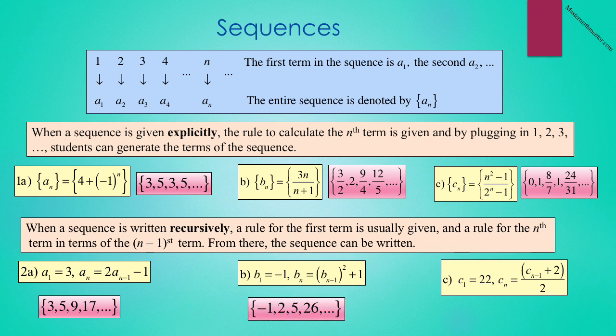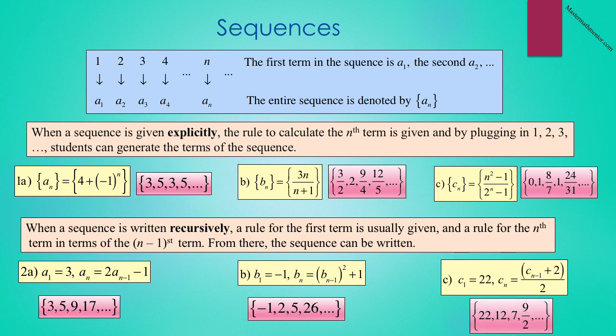In 2b, b sub 1 equals negative 1, and b sub n equals b sub n minus 1 squared plus 1. The first term is negative 1. The second term is negative 1 squared plus 1, which is 2. The third term is 2 squared plus 1, which is 5. The fourth term is 5 squared plus 1, which is 26, etc.